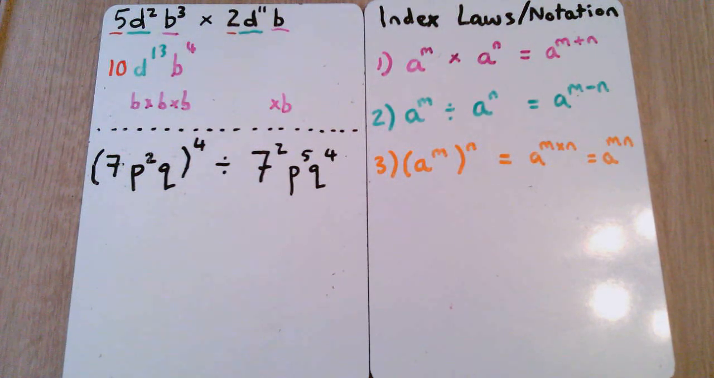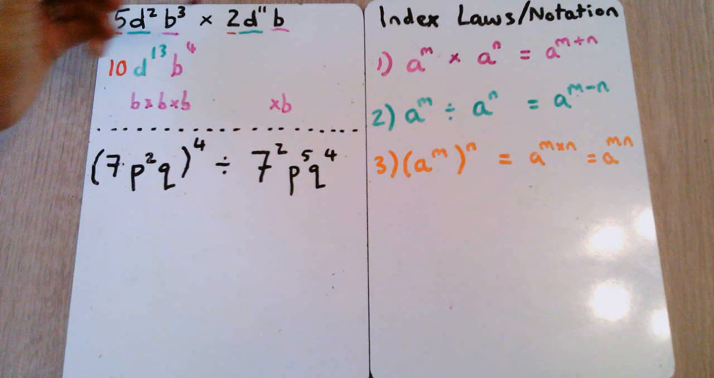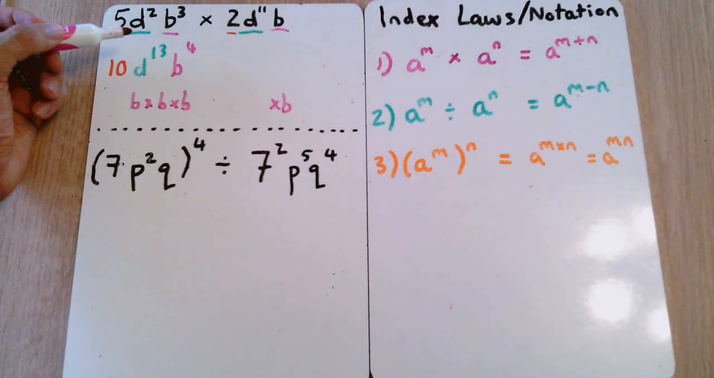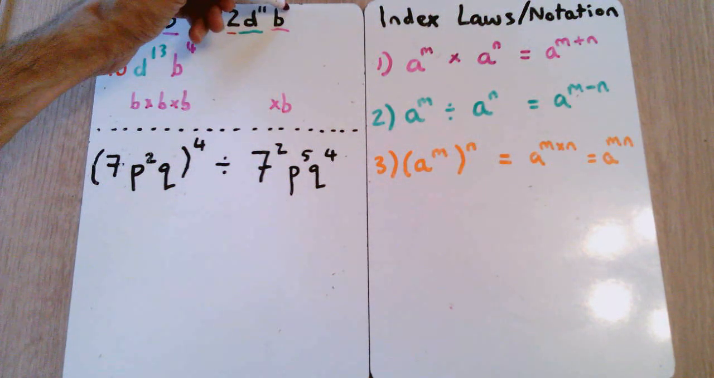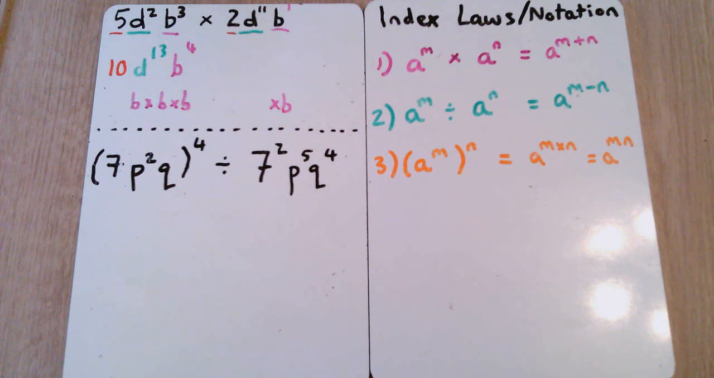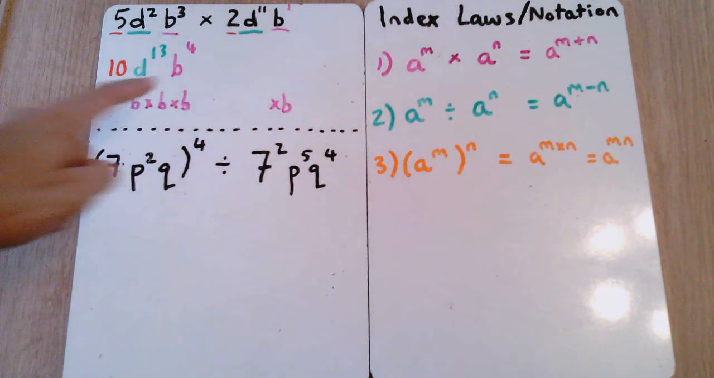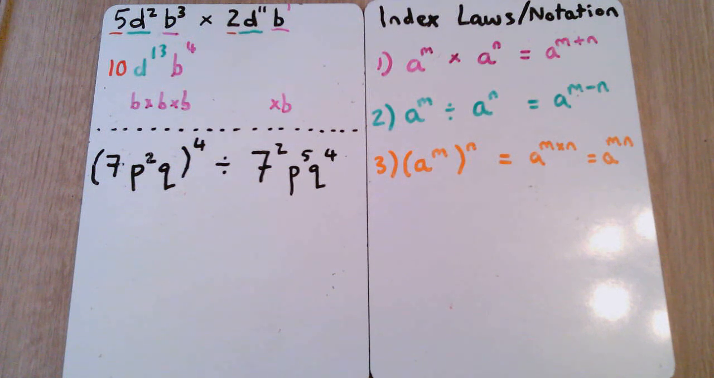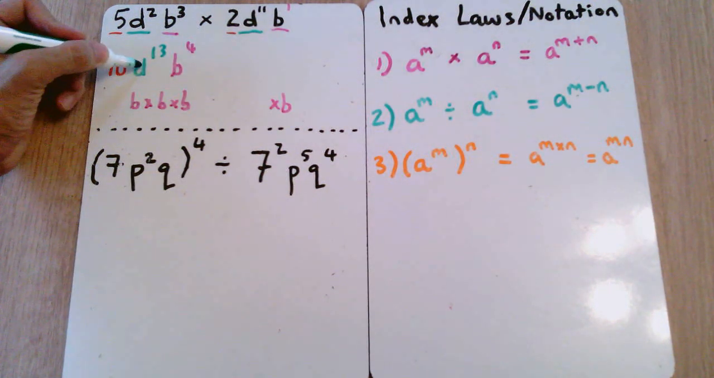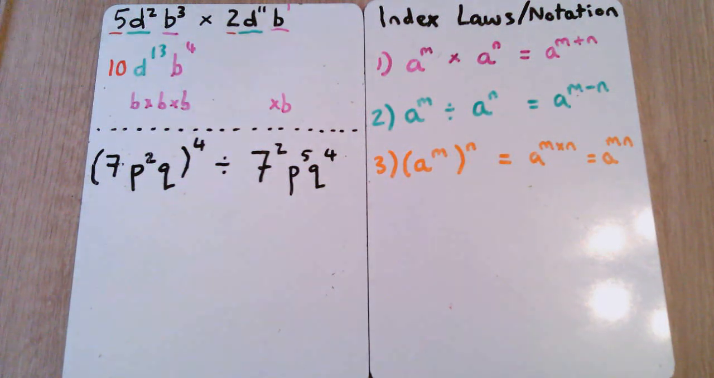But when I'm adding the indices, I've got 3 here and I don't have a value over here. And this is very important. This is where a lot of people make mistakes. We have to first identify that when there is a letter which doesn't have an index on it, it just means the index is 1. So over here, we are going to add the 3 with the 1 to make 4. So our final answer here is very simply 10 d to the 13 b to the power of 4.